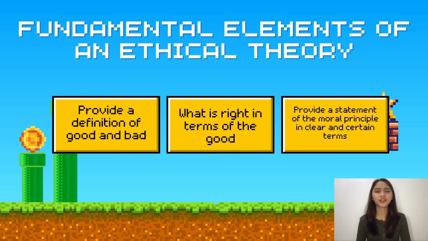In order to compare and contrast ethical theories, we must first determine the 3 fundamental elements that must be contained in an ethical theory. First, a complete theory must provide a definition of good and also the bad. Second, it must provide a definition of what is right in terms of the good. And lastly, it must provide a statement of the moral principle in clear and certain terms. Remember, these are bare minimum requirements of an ethical theory. Without these elements, the theory will be incomplete.